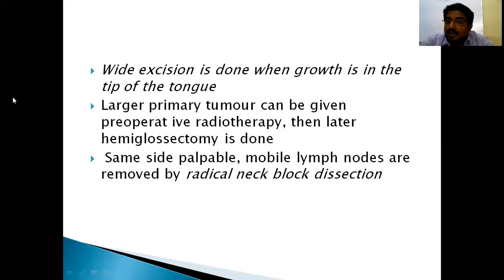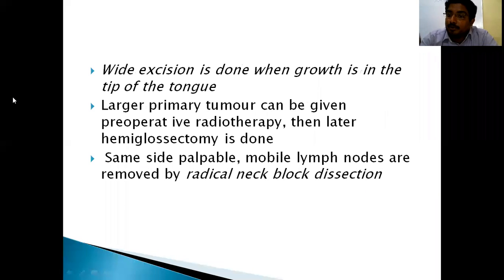See, wide excision is done for growth at the tip of the tongue. If it is a large primary tumor, more than 4 centimeters, we can't operate. Then what we'll do is go for preoperative chemotherapy or radiotherapy to regress the tumor size. Then we'll go for the surgery.